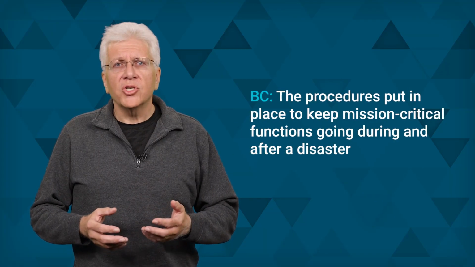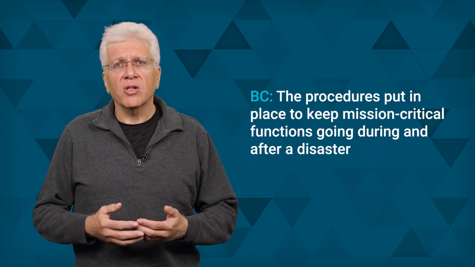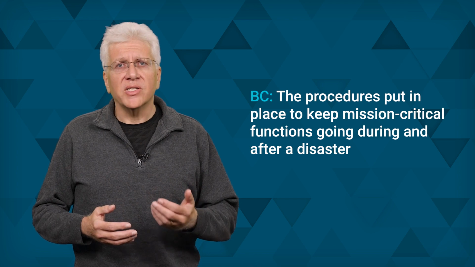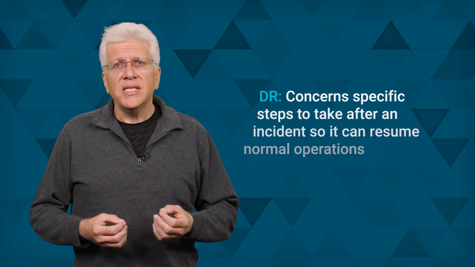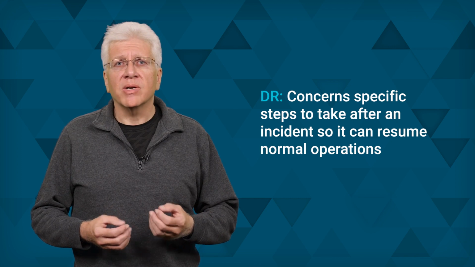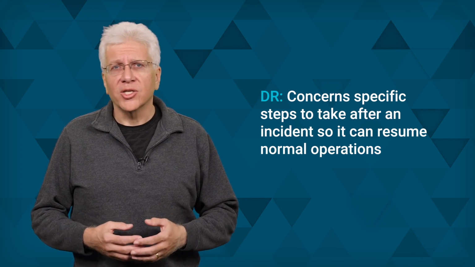Business continuity and disaster recovery are closely related, but they're not the same. Let's look at each of them. Business continuity, or BC for short, refers to the procedures an organization puts in place to keep mission-critical functions going during and after a disaster. BC requires comprehensive planning focused on long-term challenges to an organization's success. Disaster recovery, or DR, is more reactive. DR concerns specific steps an organization must take after an incident so it can resume operations. But both BC and DR focus on unplanned events. They also share a goal: to get the business running normally again as fast as possible.